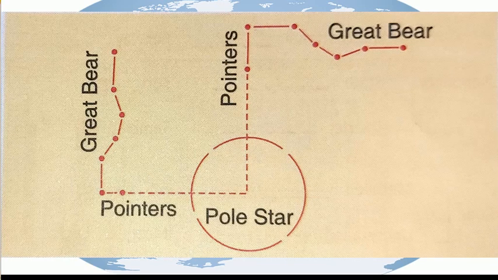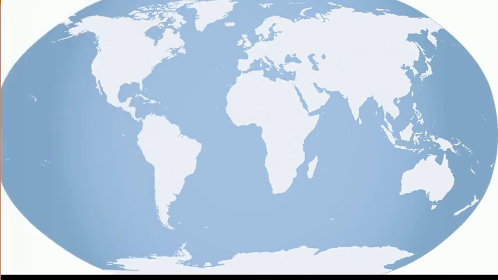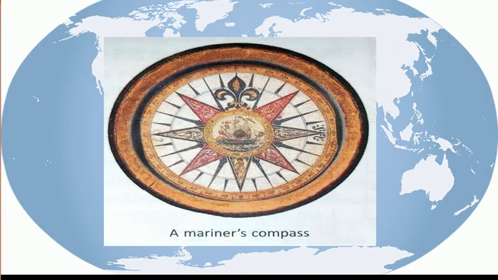Now moving on to the next method. What is the next method to find direction? The next method is this one, the magnetic compass, which is also known as mariner's compass. A magnetic compass is also used to find the north direction. The needle of the magnetic compass always points towards the north-south direction, and this compass is called the mariner's compass, and it was used by mariners or seamen to find the direction while sailing.